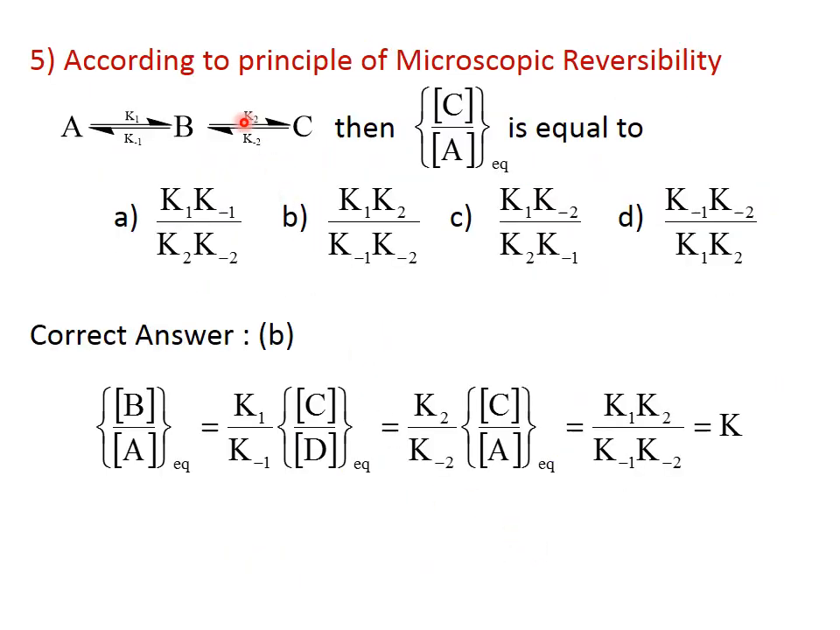Question number 5. According to the principle of microscopic reversibility, A reversible arrow B, B reversible arrow C, then concentration of C by concentration of A equals? அதாவது Aயும் Bயும் equilibriumனா Bயும் Cயும் equilibrium. அப்போ A and C are equilibrium. அப்போ the equilibrium constant for A and C will be equal to C by A. The C by A வந்து எதுக்கு ஈக்குவல்னா k1 k2 divided by k minus 1 k minus 2. The correct answer for the question is B.